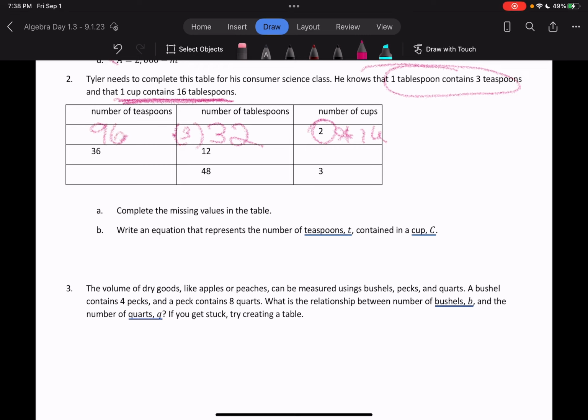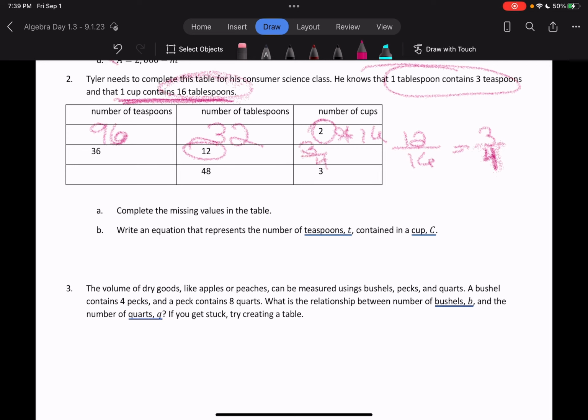Okay? Now we're talking about a cup of teaspoons. Teaspoons are a smaller amount than tablespoons, so we should have more of them to fill 1 cup. So we can check our work and say, does that make sense? It does. All right. Now we know that 1 cup has 16 tablespoons, so 12 tablespoons is going to be a fraction of a cup. So 12 over 16 gives us, if we divide both the numerator and denominator by 4, we get 3/4. So that is 3/4 of a cup.